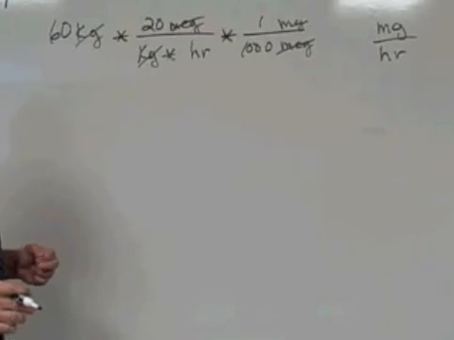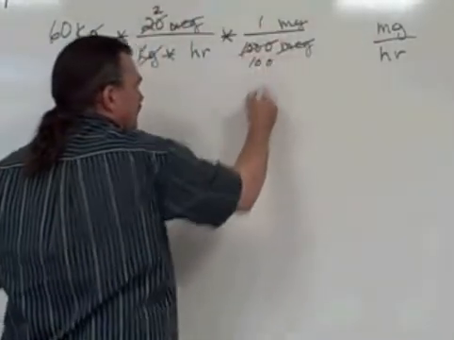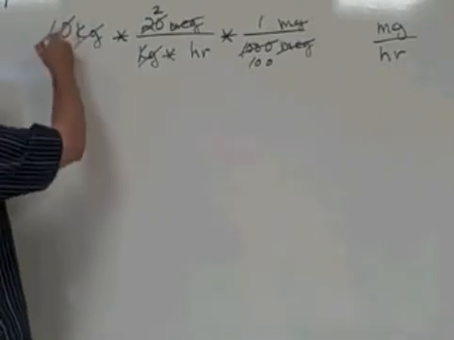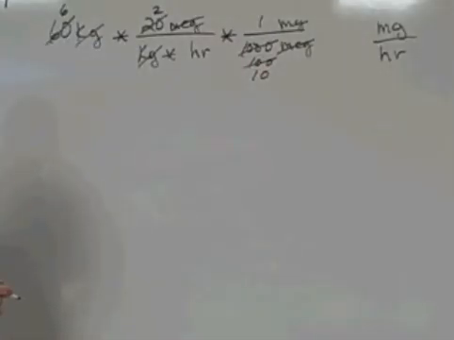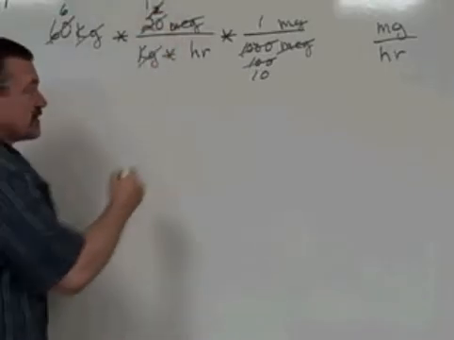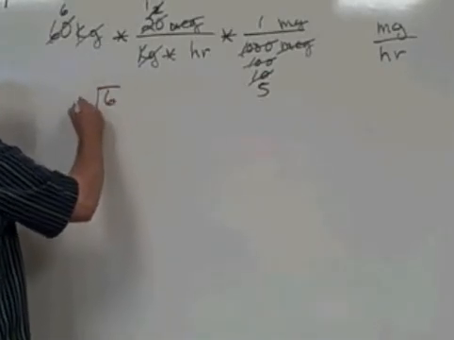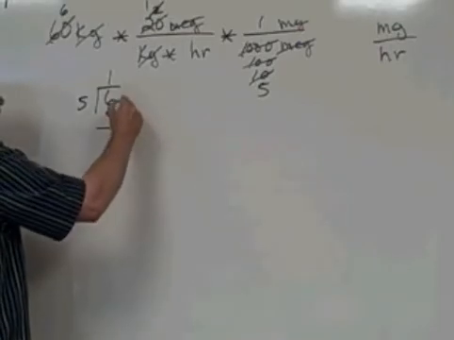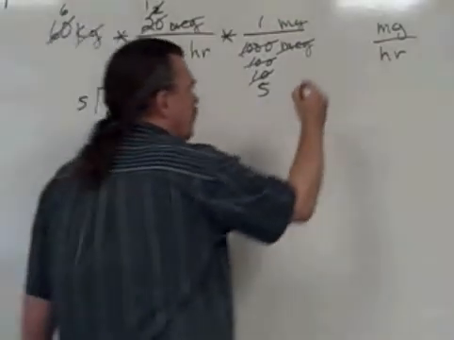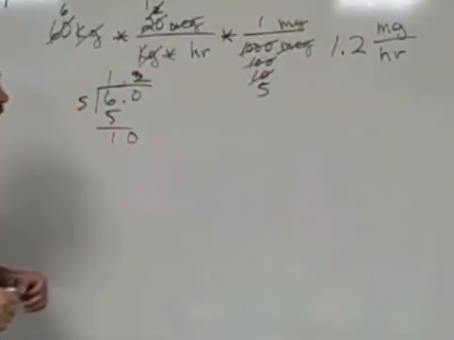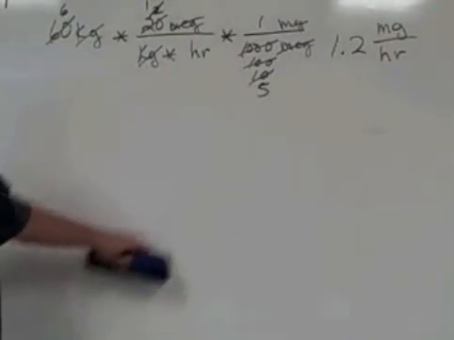Well, let's see what simplification we can do here. 10 will go into 20 2 times. 10 would go into 1,000 100 times. 10 would go into 60 6 times. And 10 would go into 100 10 times. 2 will go into 10. 2 goes into 2 1 time. 2 goes into 10 5 times. So now it's just a matter of taking 6 and dividing by 5. 1 times 5 is 5 with a remainder of 1. 5 goes into 10 2 times. So 1.2 milligrams per hour is the correct rate of administration of this drug for a patient who weighs 60 kilograms.